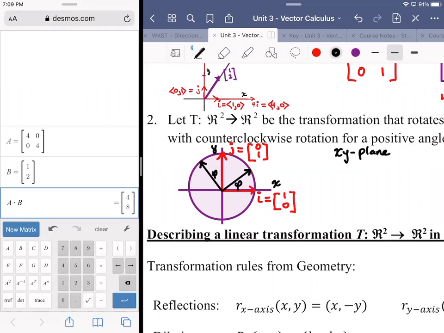we're starting off with cosine of 0, sine of 0. That's I. Cosine of 0 is 1, sine of 0 is 0. For the J, we're starting off with cosine of 90, or I'll say pi over 2, sine of pi over 2. That corresponds to 1, 0, 0, 1. So that's our standard.